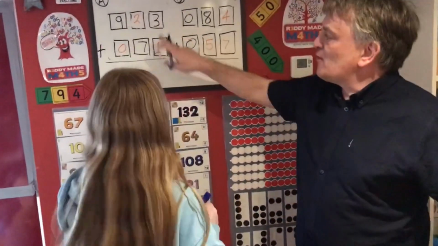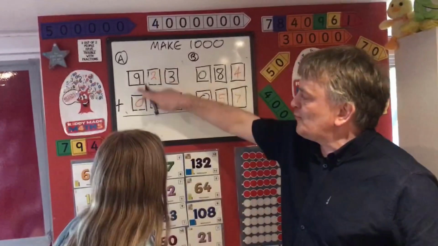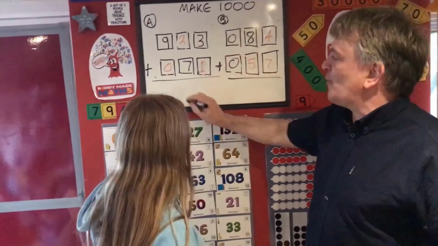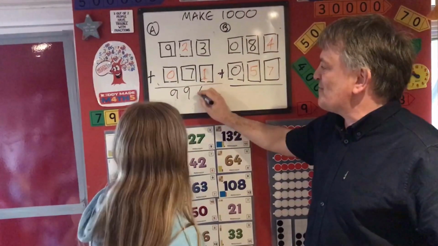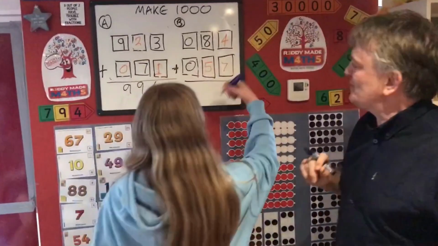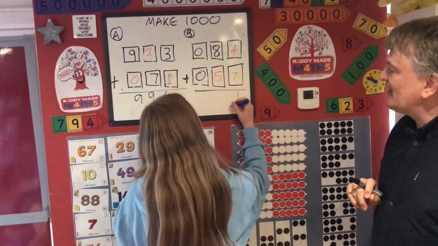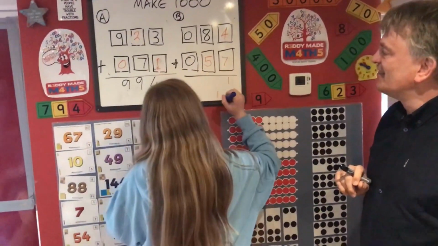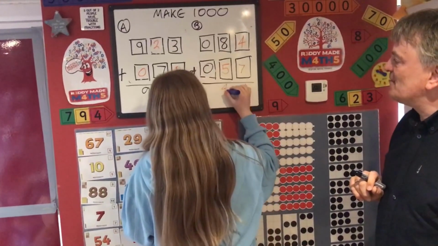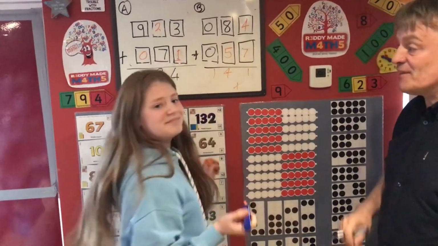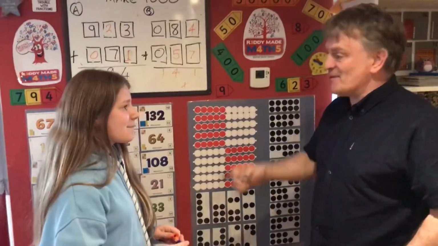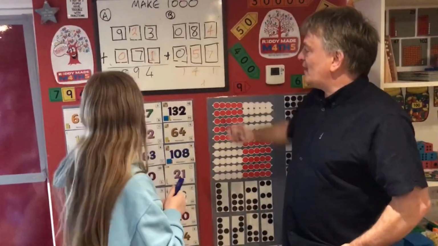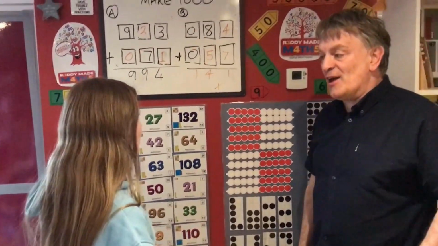I've got 9 hundreds, 9 tens, and 4 ones. I've got a total of 994, which is 6 away from 1,000. Okay. And Lydia's got a total of 141 because I was extremely cruel. So you've ended up 859 away from 1,000.